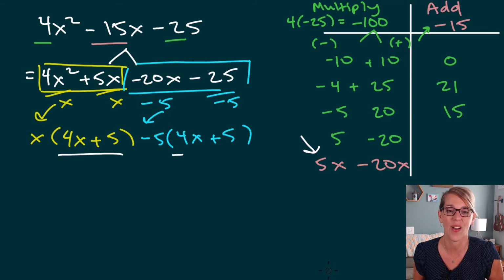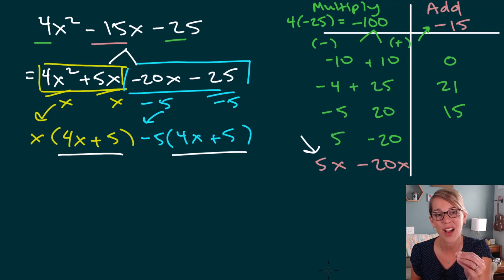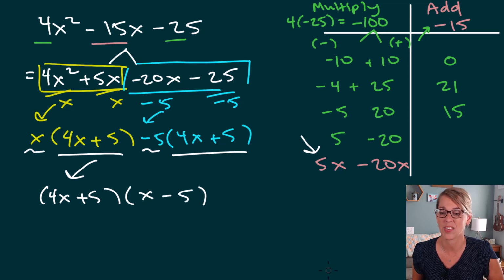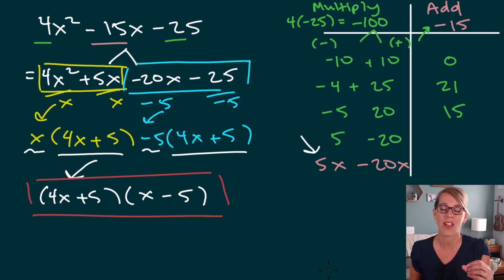Okay, perfect. So I've got my brand new common factor, that 4x plus 5. I'm going to move it out in front. So 4x plus 5. And then in the second set of parentheses, I get my x and my negative 5. And that is our answer. If you had your binomials swapped with the x minus 5 first, that also works great.